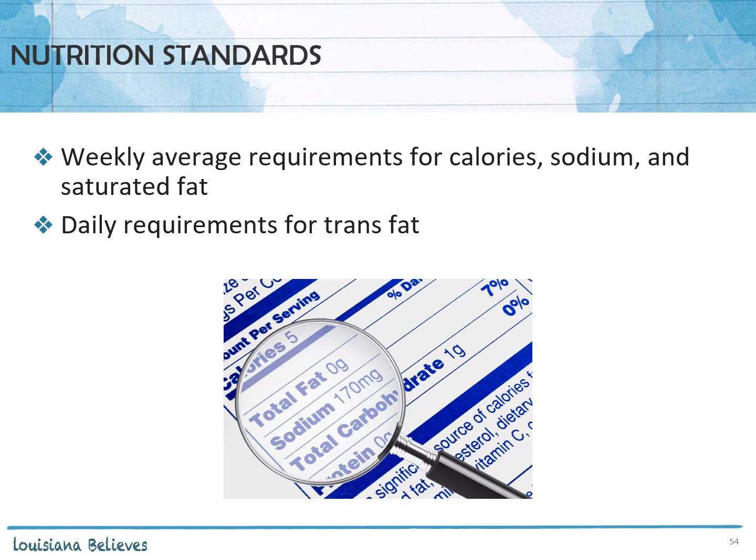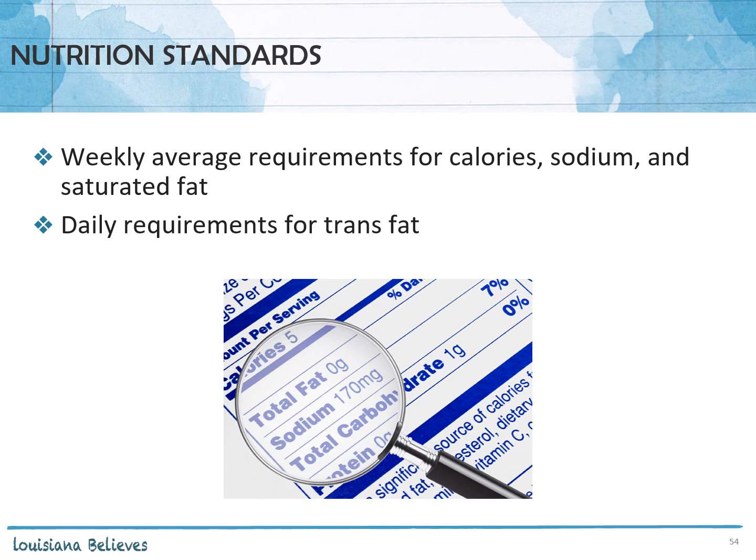The nutrition standards must be met on average over the school week. This means that the levels of calories, saturated fat, and sodium in any one meal could exceed the standard as long as the average over the week meets the standard. There are separate standards for both breakfast and lunch.